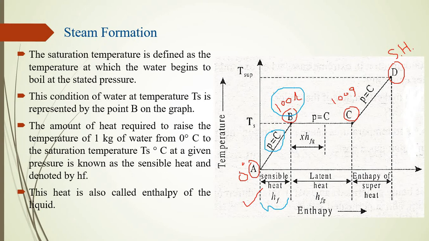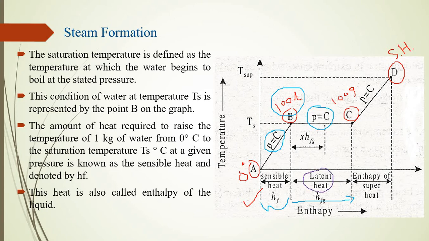Saturated temperature is nearly 100 degrees centigrade, when the water can start to convert from liquid form to gas form. Means water starts to become steam. Then the water is converted into steam. In this portion, water is converted from its liquid form to gas form at 100 degrees centigrade. At that point it also maintains constant pressure, but that heat is called latent heat. This heat is called latent heat.